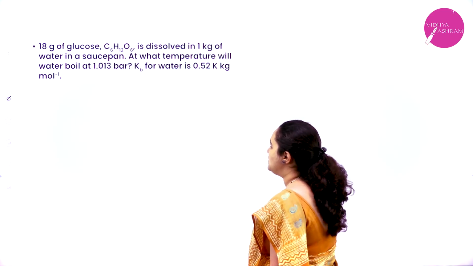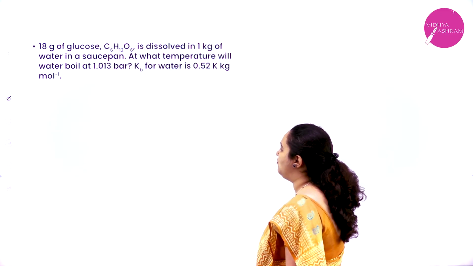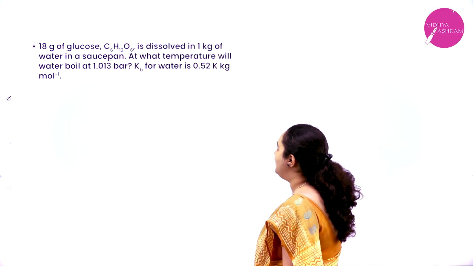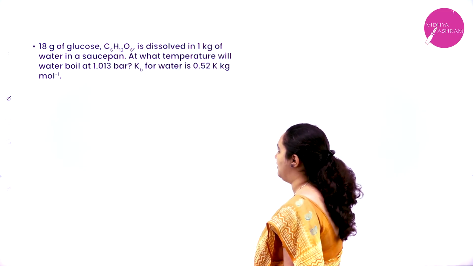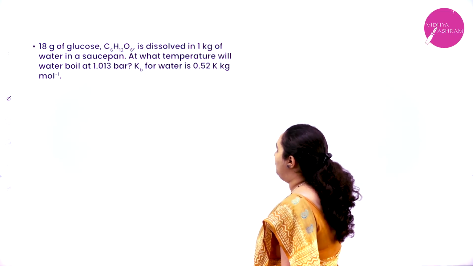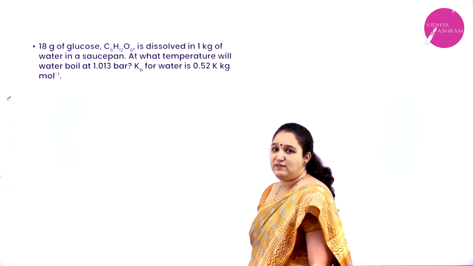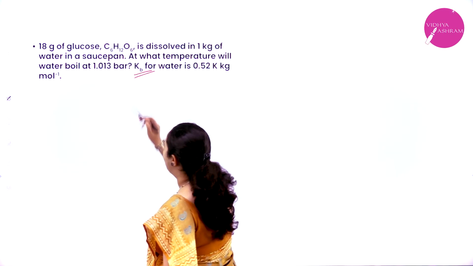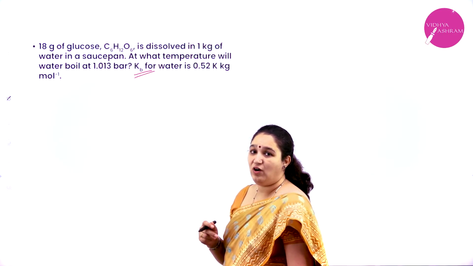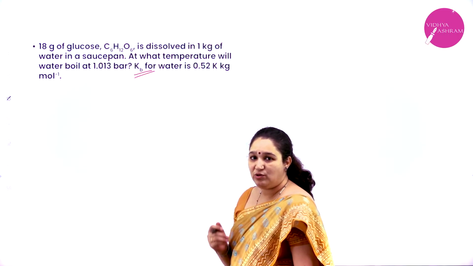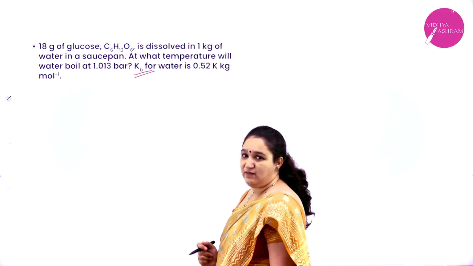18 grams of glucose, C6H12O6, formula of glucose, is dissolved in 1 kg of water in a saucepan. At what temperature will water boil at 1.013 bar? Kb for water is 0.52 Kelvin kg per mole. So what is given here is Kb. Okay, that means it is related to elevation of boiling point. So you need to know the formula for elevation of boiling point and we'll see whatever is given here.